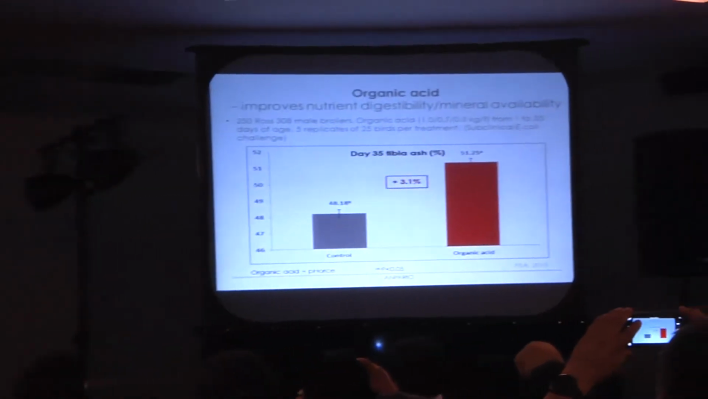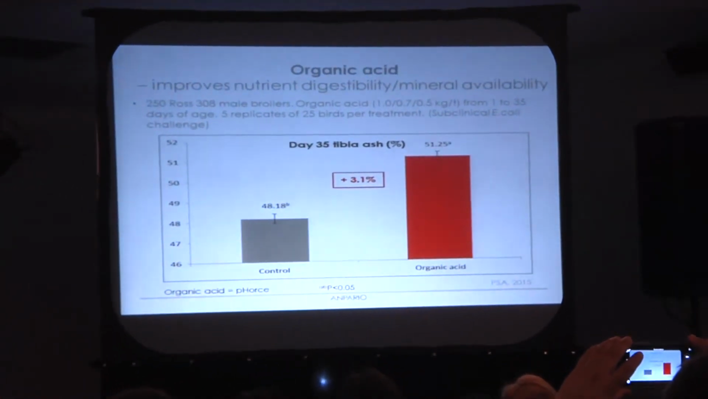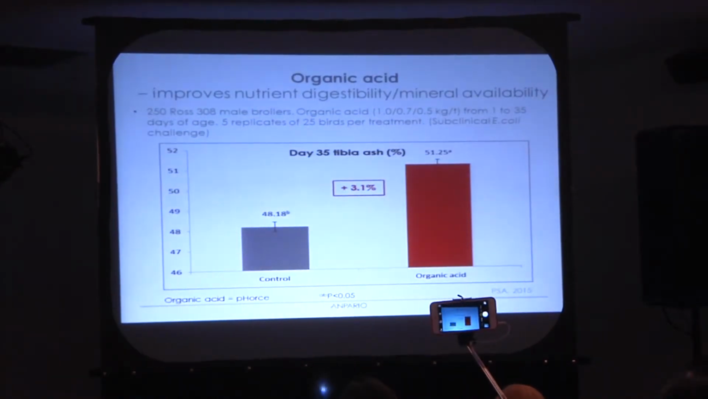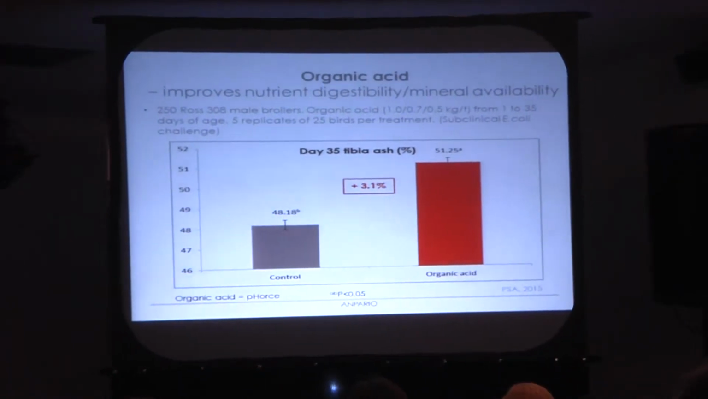If we then look at tibia ash, we can see that at day 35, the broilers on the organic acid treatment had a 3% improvement in tibia ash content. So we know in any phytase type study, phosphorus availability or indicator of mineral availability is routinely tibia ash, and we can see here that the organic acid product is able to improve the mineralization of the bone.